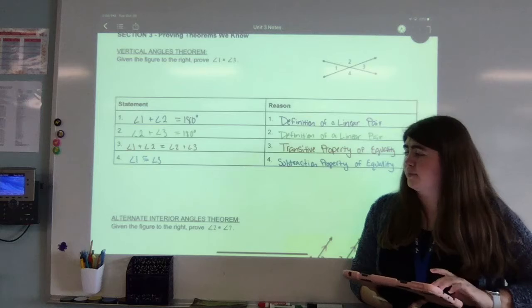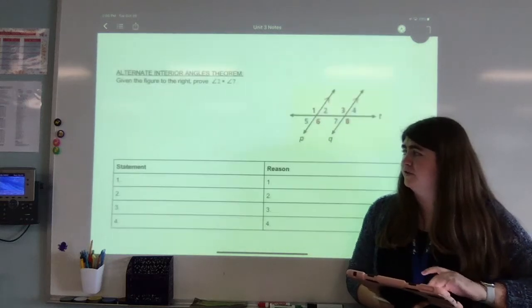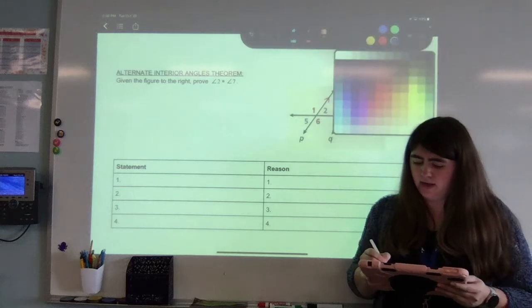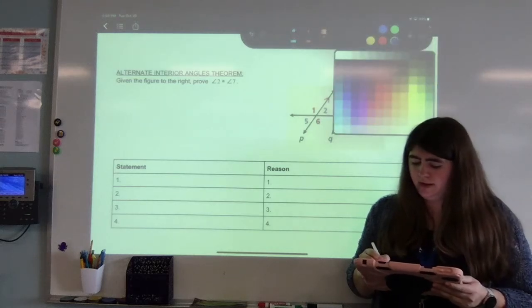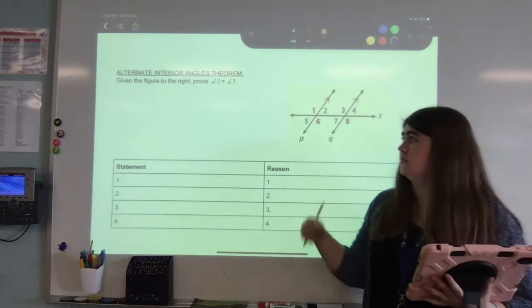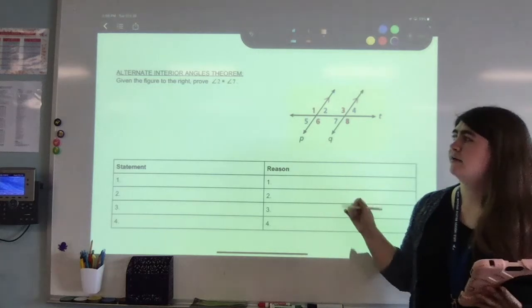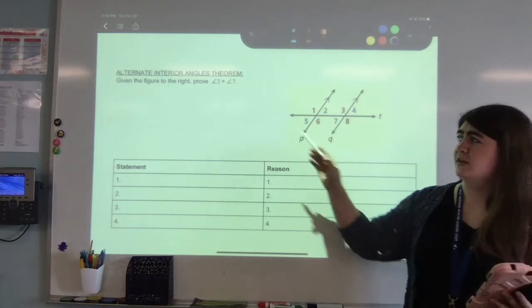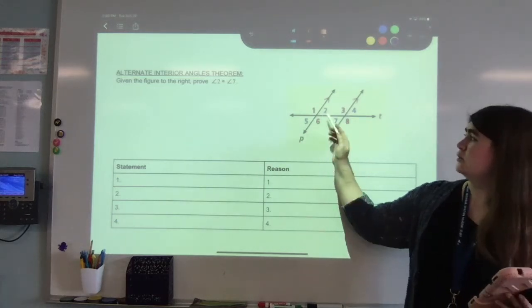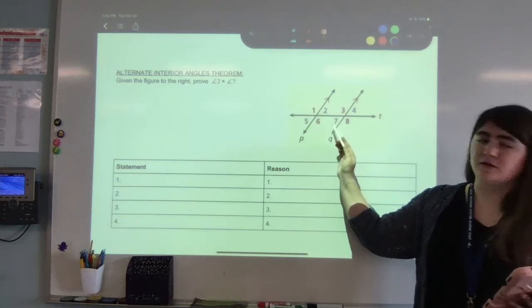Now we're going to go ahead and prove the alternate interior angles theorem, which works much in the same way. I'm going to switch back to that color I started with. I'm going to try to keep my colors consistent as we go here. So now we have the alternate interior angles theorem, and it says, given the figure to the right, prove that angle 2 is congruent to angle 7.